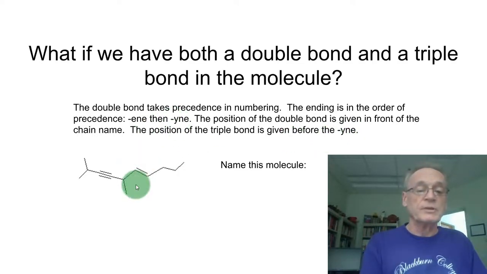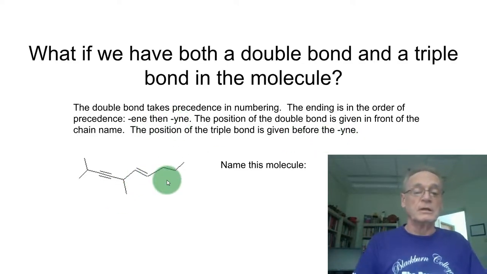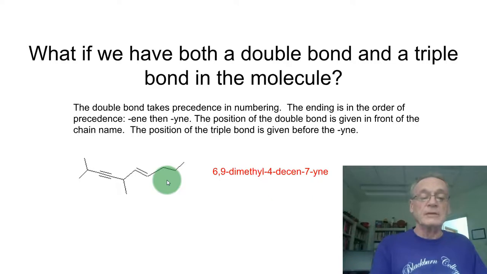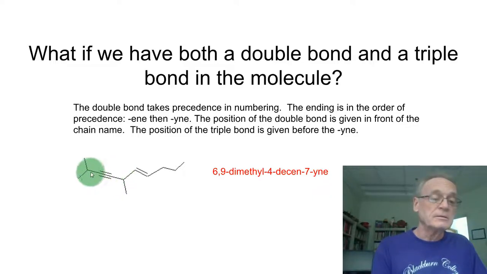So, given those rules, let's go ahead and name this molecule. Why don't you try it, stop the video, and see what you come up with for your name, and we'll move on to the next slide now. Okay, so 6,9-dimethyl-4-decen-7-yne. So how many carbons altogether in the longest chain? 1, 2, 3, 4, 5, 6, 7, 8, 9, 10. So 10 carbons, dec, and because it's both an alkene and an alkyne, it's decen-yne.